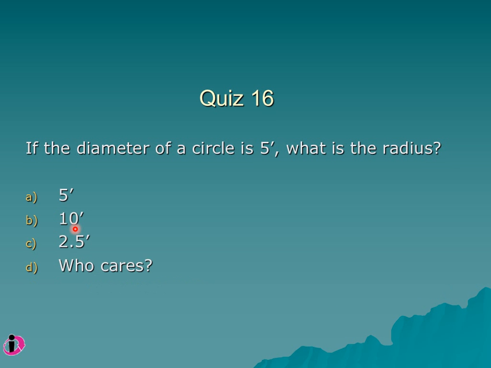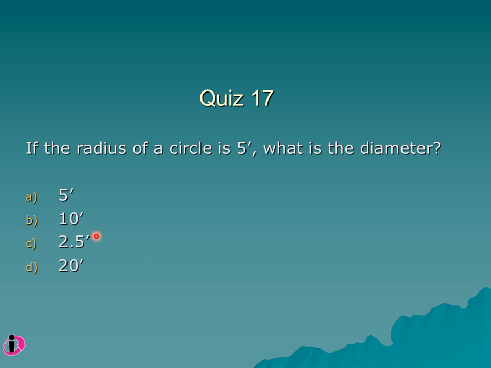If the diameter is 5 feet, what is the radius? Remember, the radius is actually what? Half of the diameter, right? So the right answer would be 2.5, which is C.